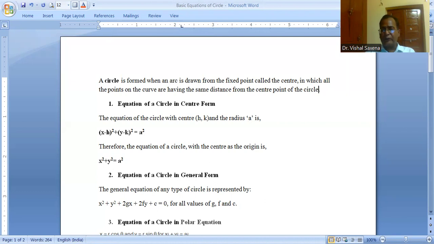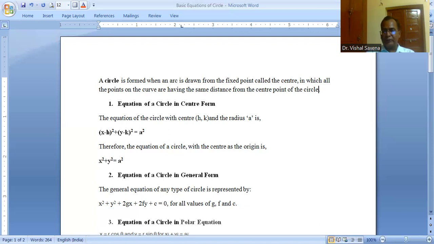That's why it is called the central form of the circle, because this equation is given in terms of the center of the circle. If the center of the circle is the origin, meaning 0 comma 0, then this circle's equation reduces to x square plus y square equal to a square. This is the equation of circle, and here the center is 0 comma 0, the origin, and the radius is a.